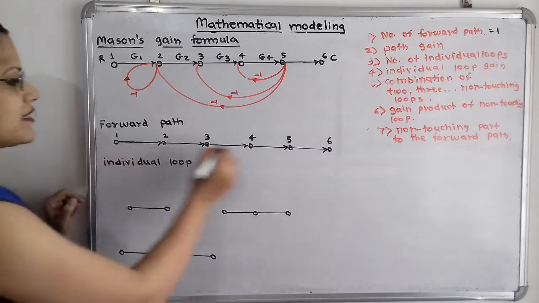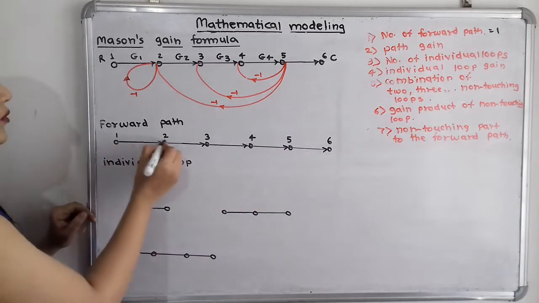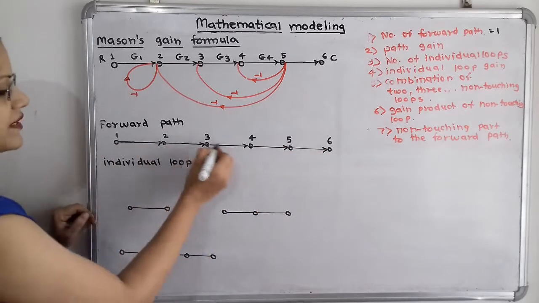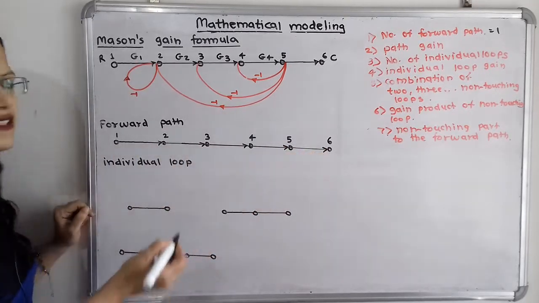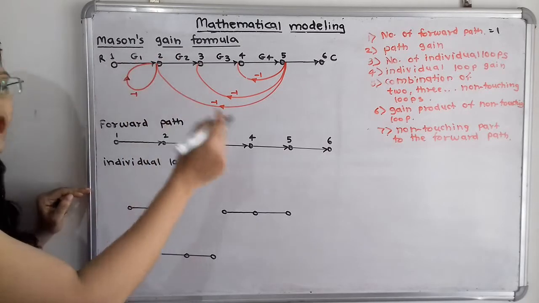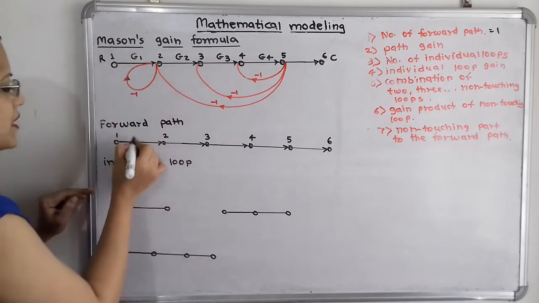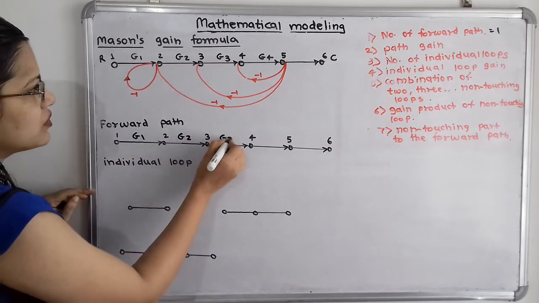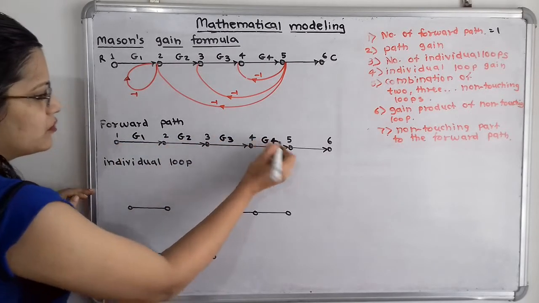Now while drawing this forward path, we have to give numbers to these nodes. So 1, 2, 3, 4, 5, 6. 6 nodes are there. Now we have to mention the gain for the branches. So for this first branch there is gain G1, then here is G2, G3 and G4.